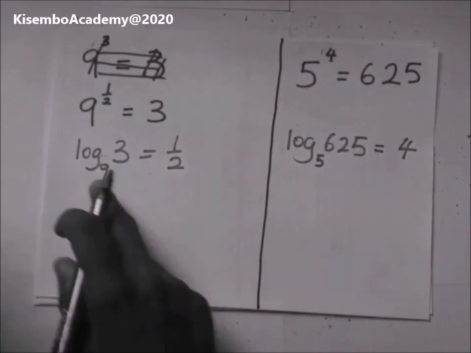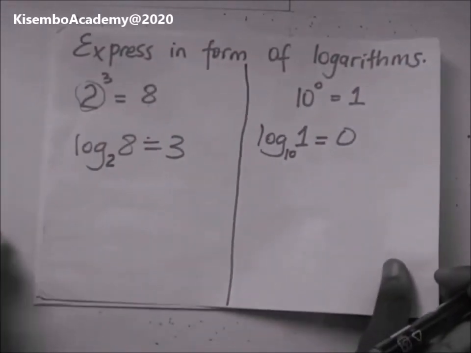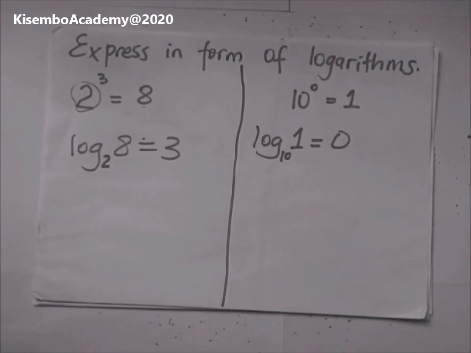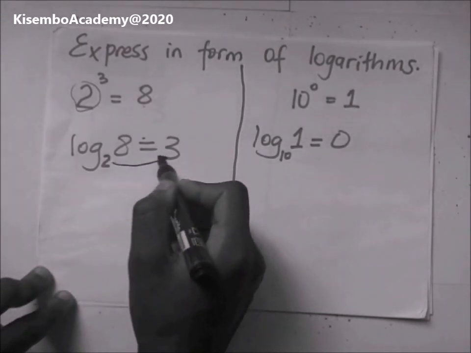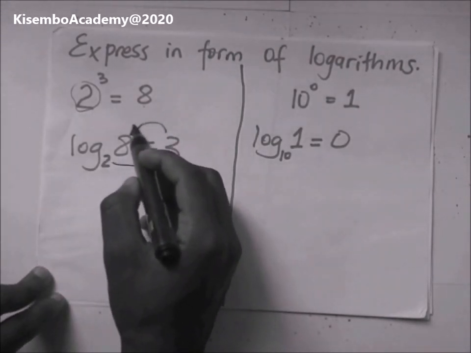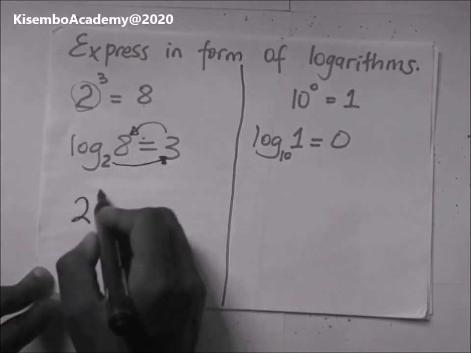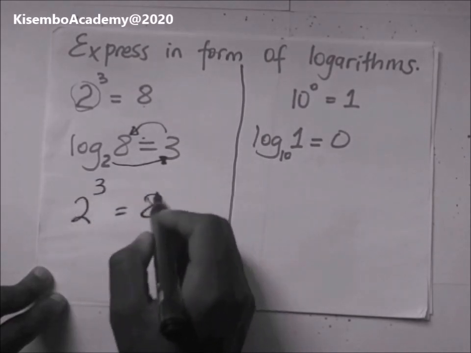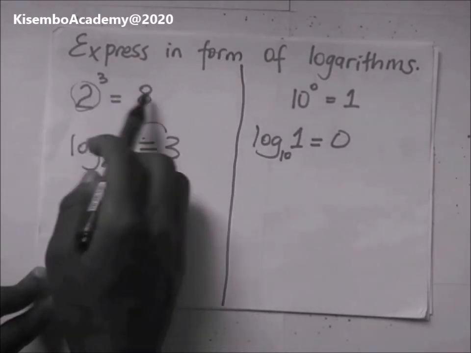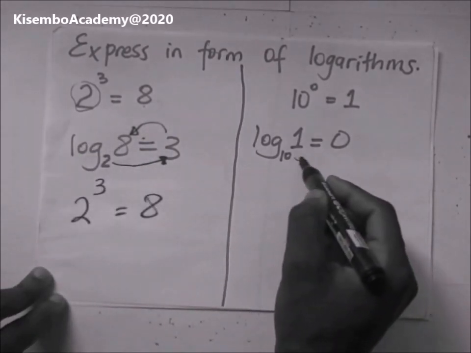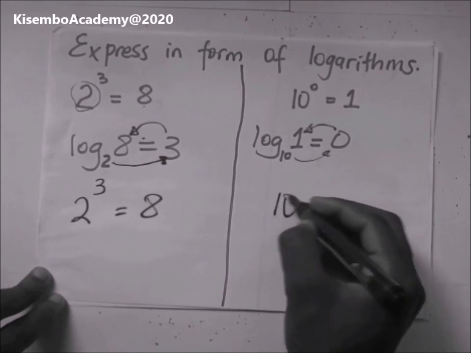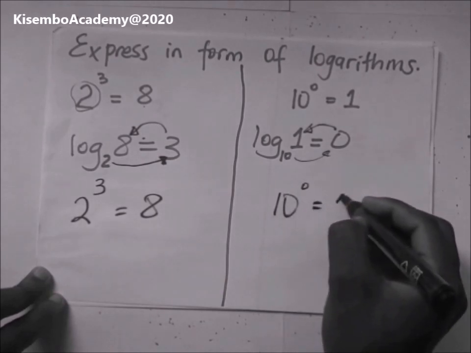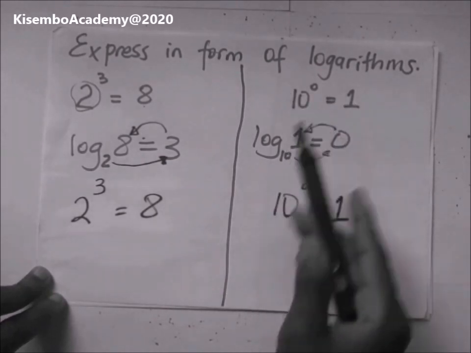These numbers, if you are to try and convert them back to index form, this is the pattern. 2 to the power 3 is equal to 8, and this one takes us back to this. Likewise here, 10 to the power 0 is equal to 1, and it takes us back to that.